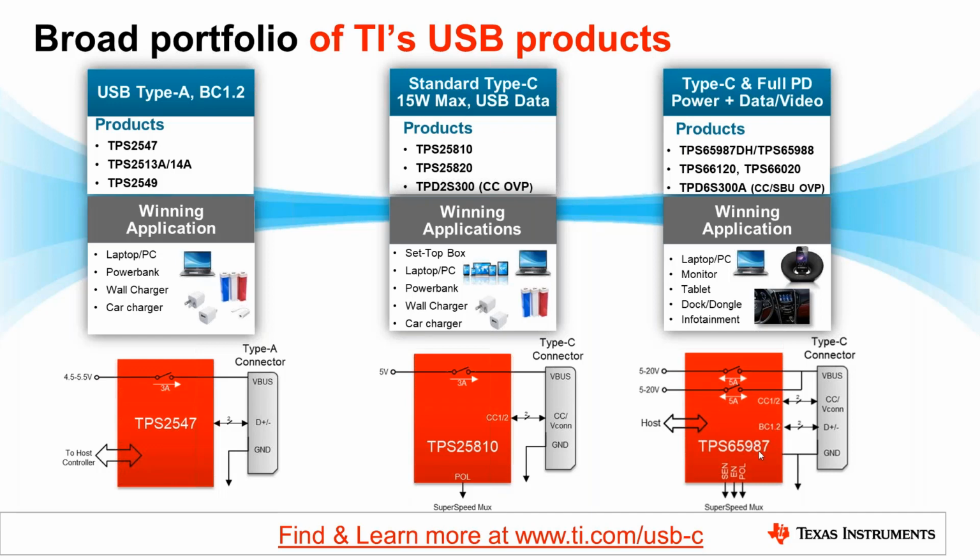The TPS65987 supports the full PD spec, as well as supporting the legacy BC 1.2 protocol. So in case you do plug an older legacy device into this port as well, it will still charge at the highest current possible.